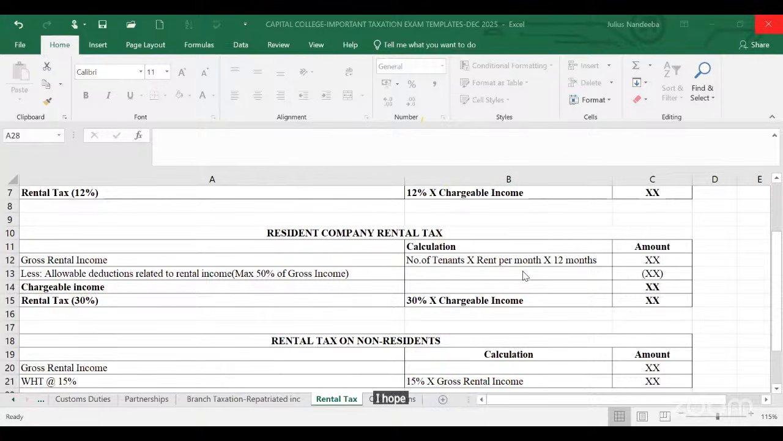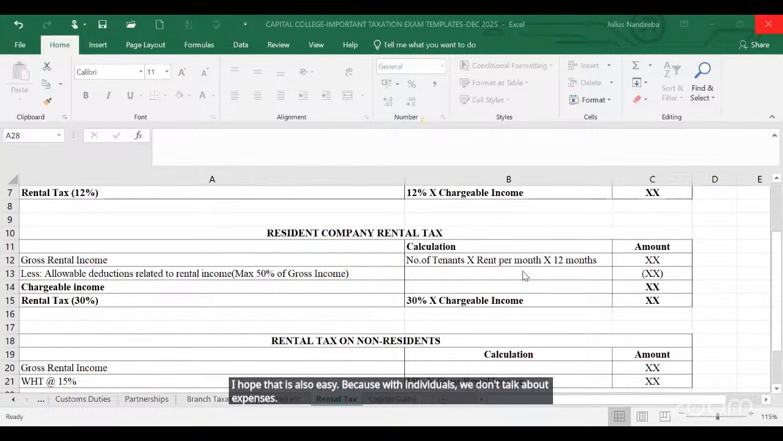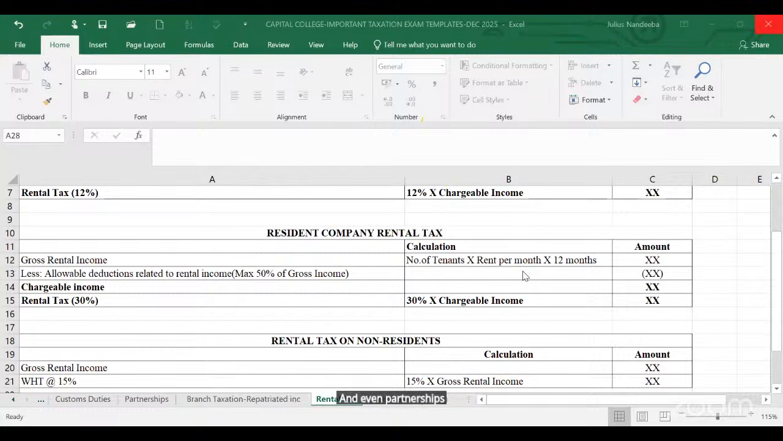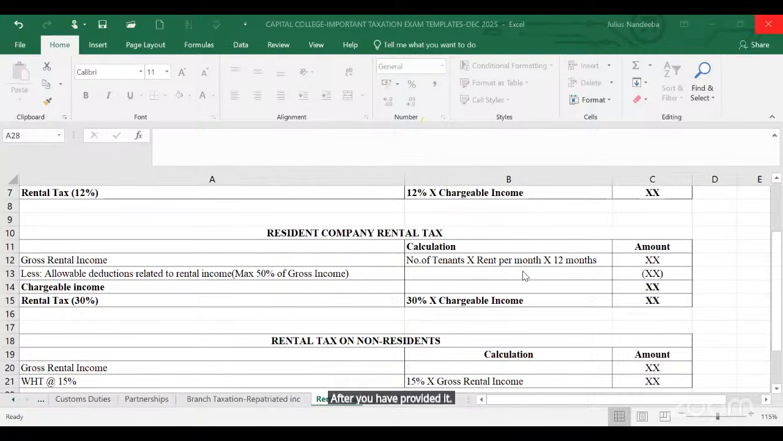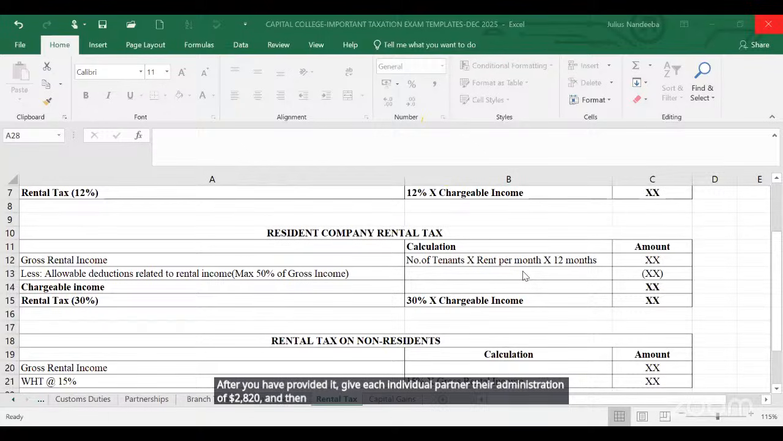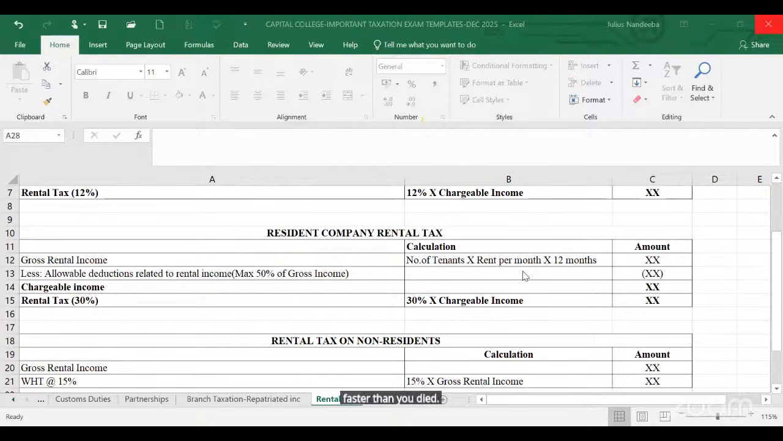I hope that is also easy. Because with the individuals, we don't talk about expenses. And even partnerships, we don't talk about expenses. We only deal with income. If it is a partnership, divide it among the partners. After you have divided it, give each individual partner their annual threshold 2,820,000, and then whatever remains, apply 12%, and you're done. When it comes to a company, that's why I want you to pay more attention.